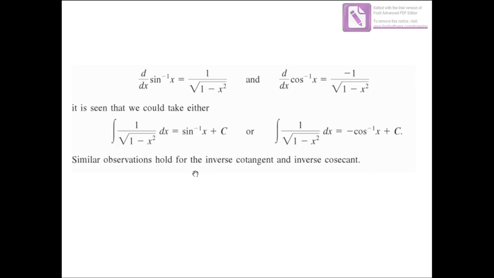Similar observations hold for inverse cotangent and inverse cosecant. So if you know one, you can know the second one by multiplying by minus.